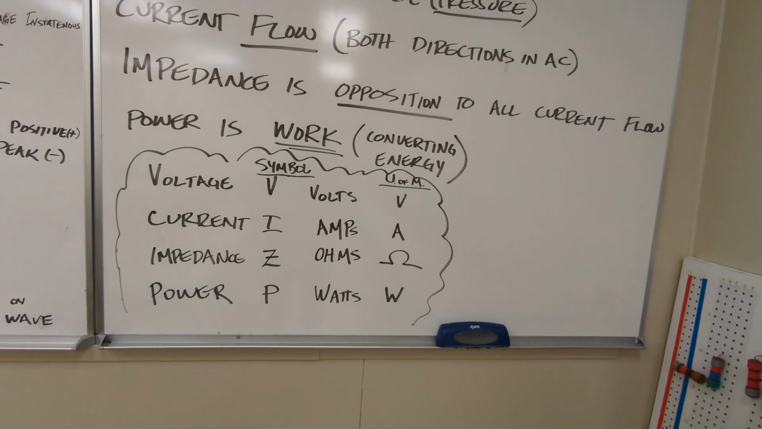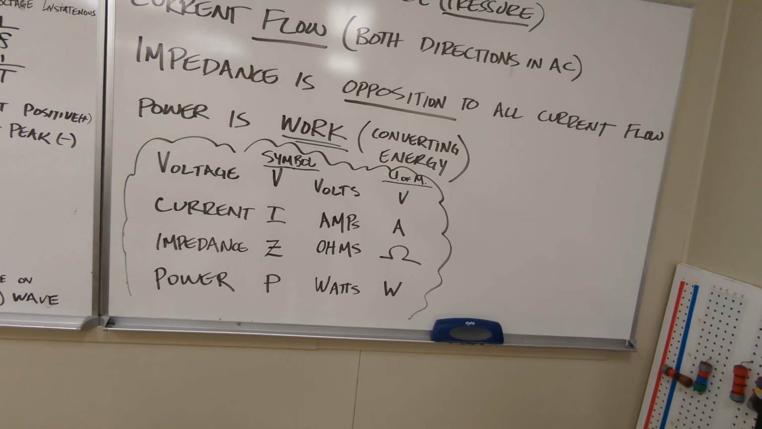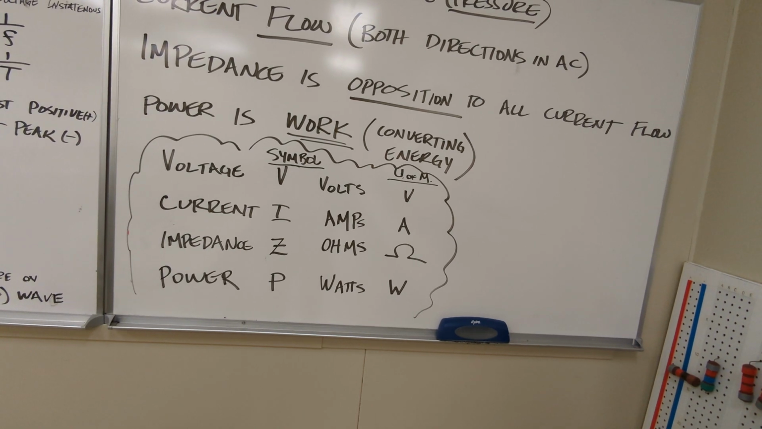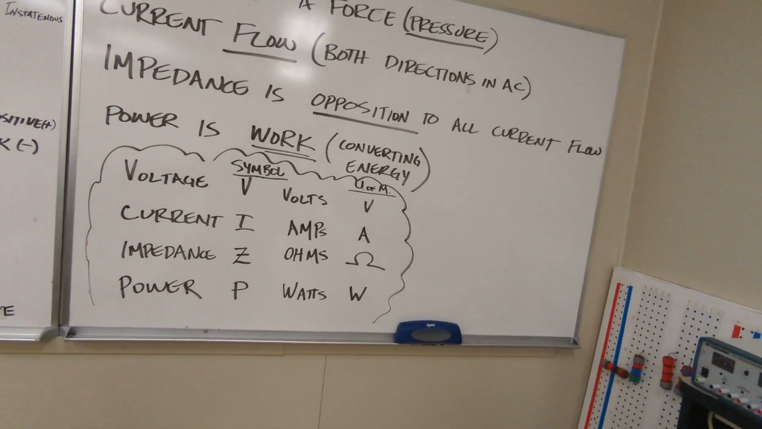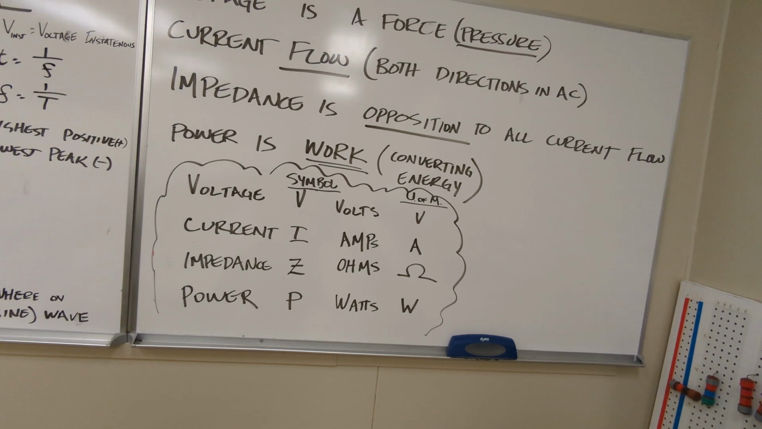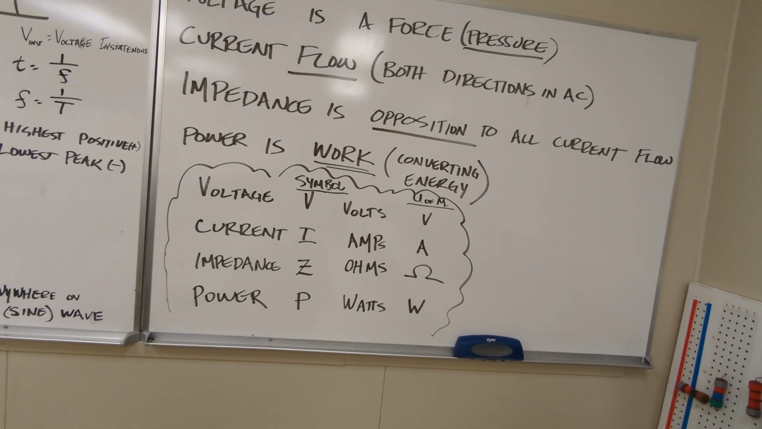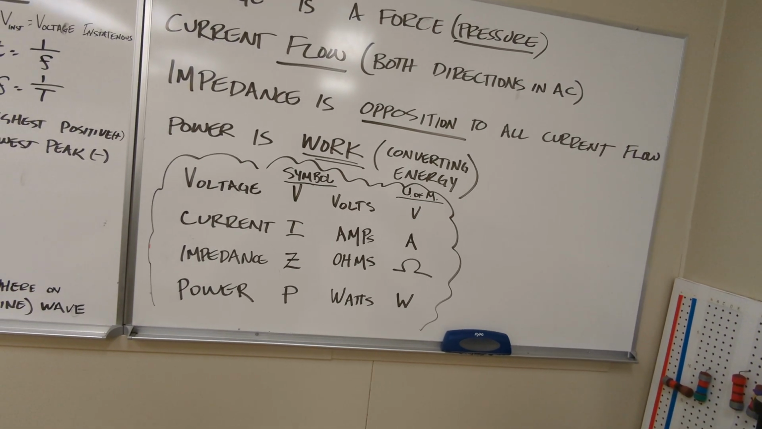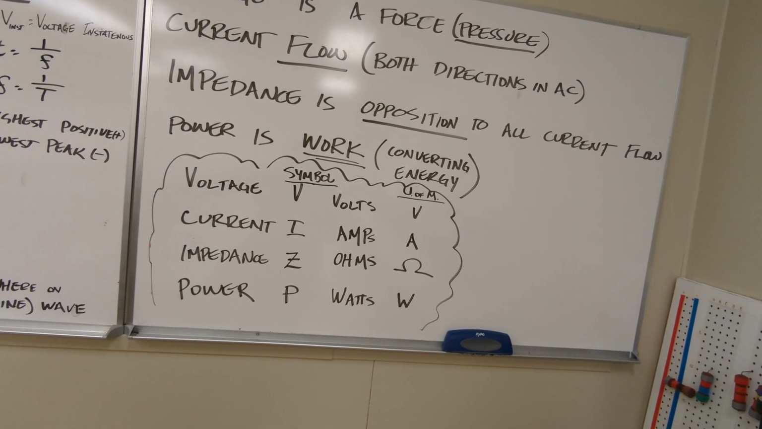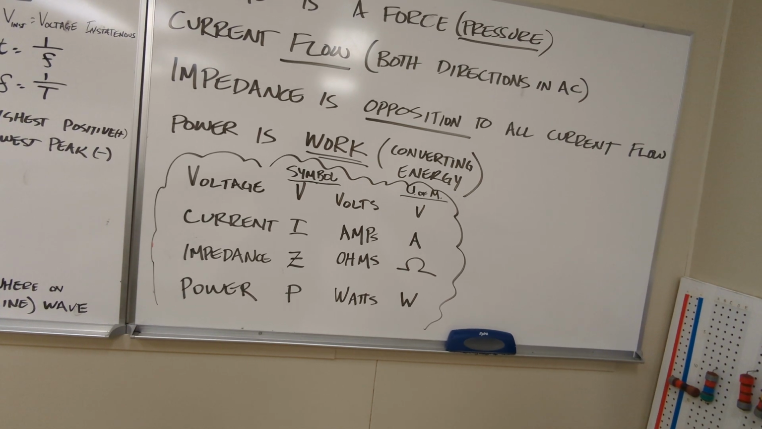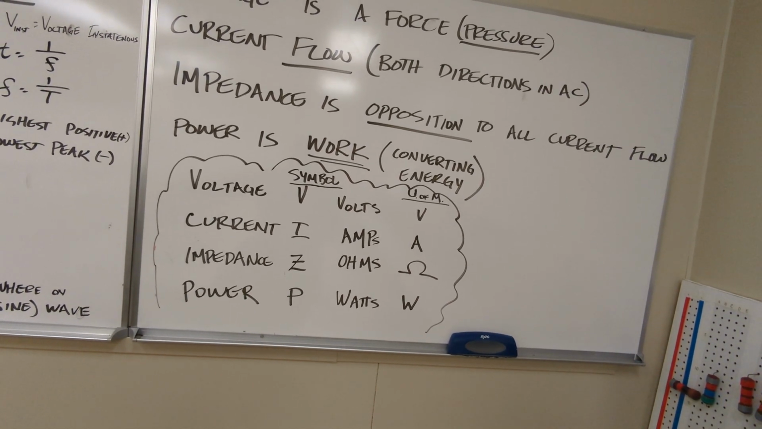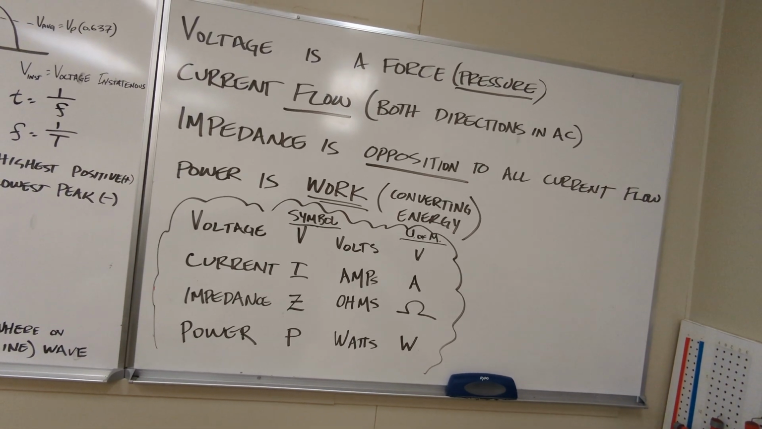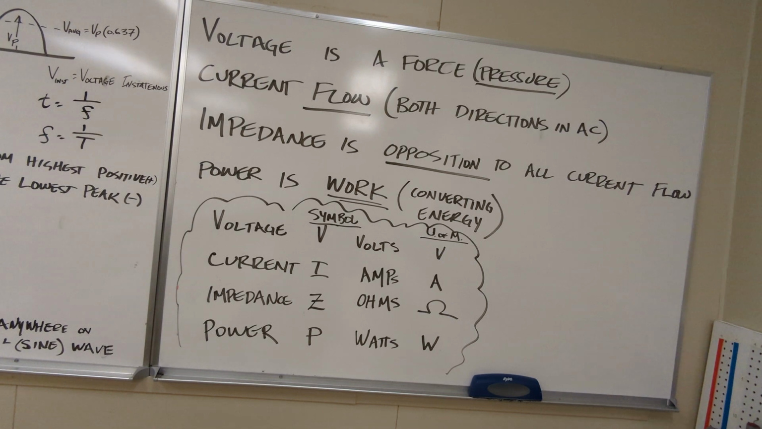Again, if we look at the bottom part of this where it shows what these things are, there's voltage, current, impedance, and power. The symbols for those are going to be V, I, Z for impedance, and P for power, VIZP. The units of measure for those are volts, amps, ohms, and watts. And the unit symbols are going to be V, A, the omega sign for ohms or impedance, and W for watts. So those are the four things that we will study in AC electronics.